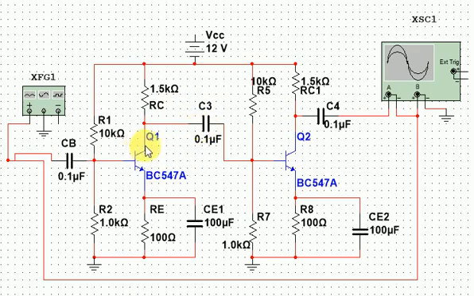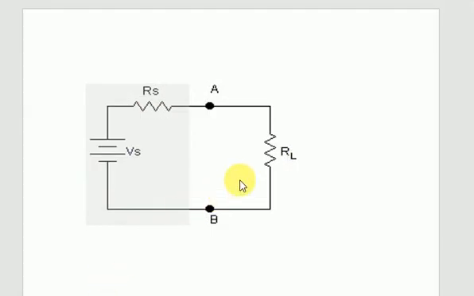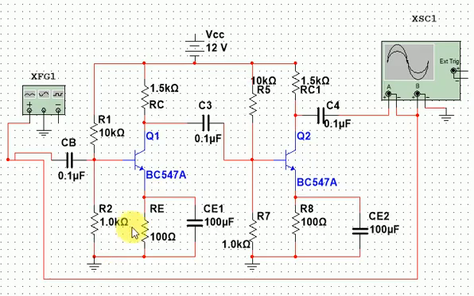we must know when maximum power transfer takes place in a circuit. So we have a circuit here. This circuit will have maximum power transfer when Rs is equal to RL. Only in this condition will the circuit have maximum power transfer. The same concept applies in the circuit we are observing. Impedance mismatching is also called the loading effect.